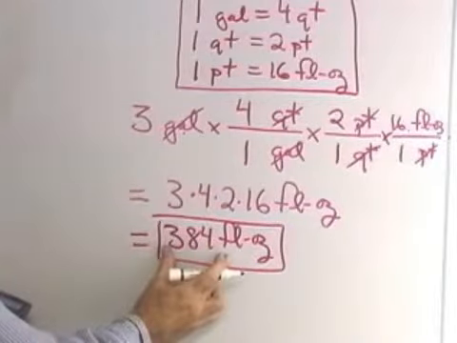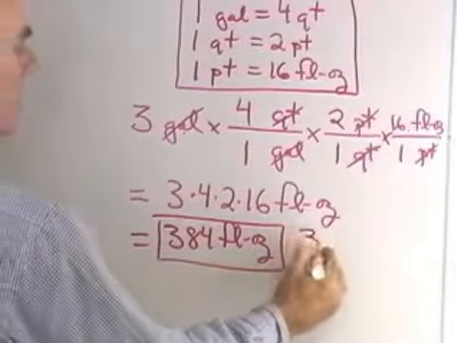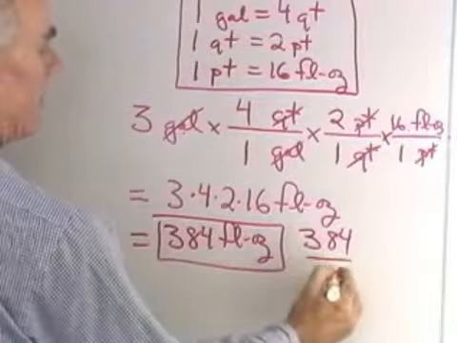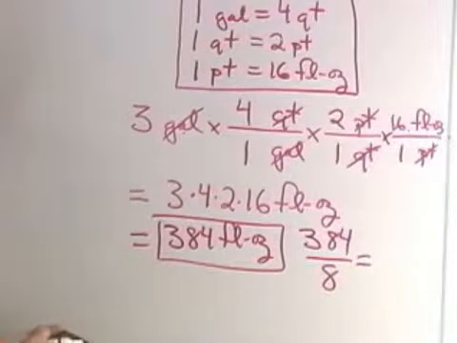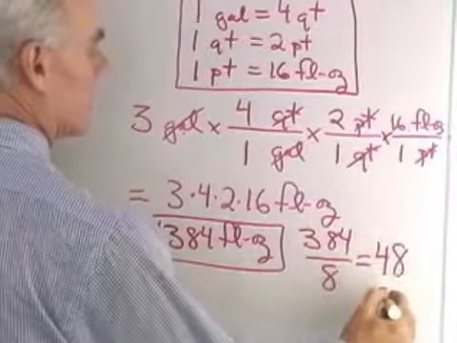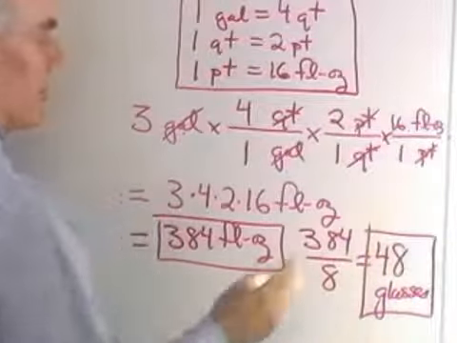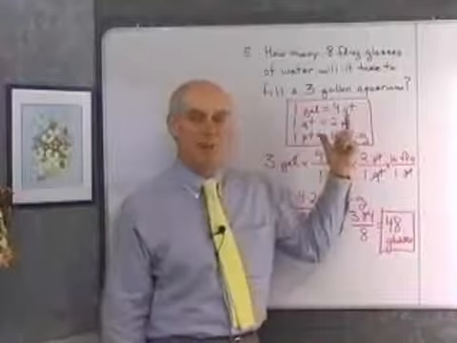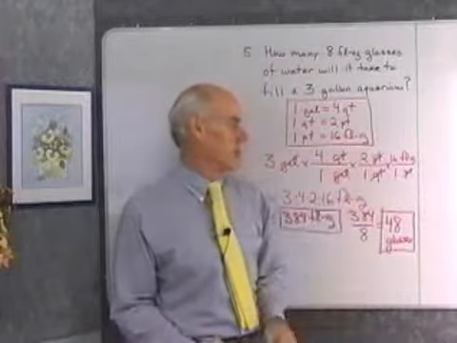Now I'm going to take this number of fluid ounces and see how many 8 fluid ounce glasses there are in this by taking 384 and dividing by 8. Fluid ounces over fluid ounces will divide to 1. So I divide this by 8, and I end up with 48 glasses. So if you want to fill up a 3-gallon aquarium and you have an 8 fluid ounce glass to do it with, it's going to take 48 of those glasses to fill up this aquarium.